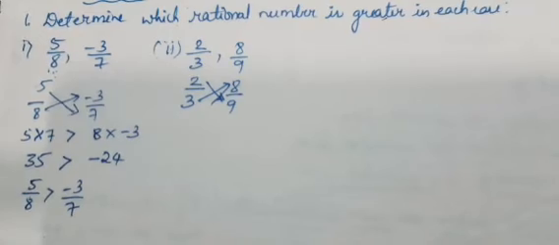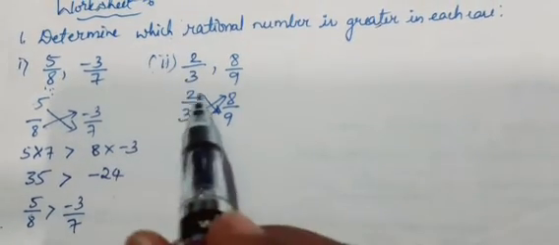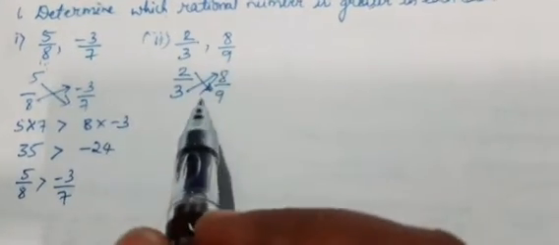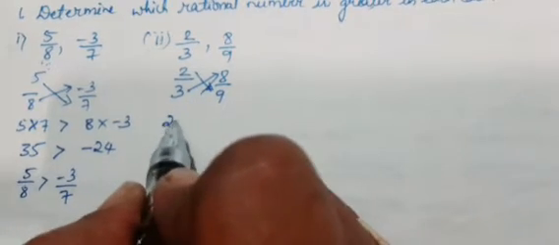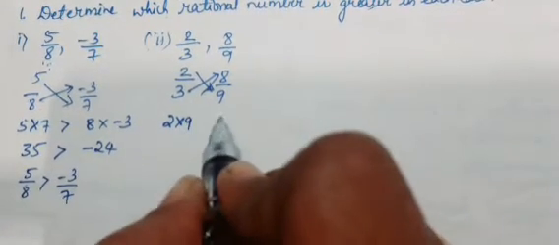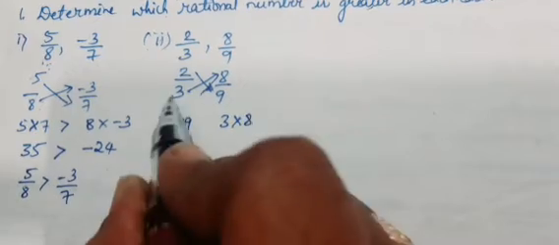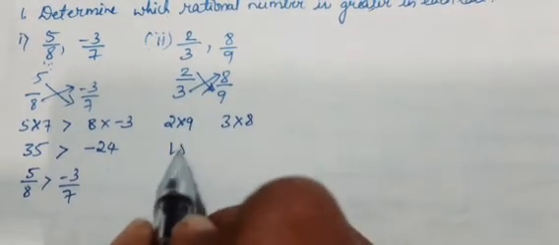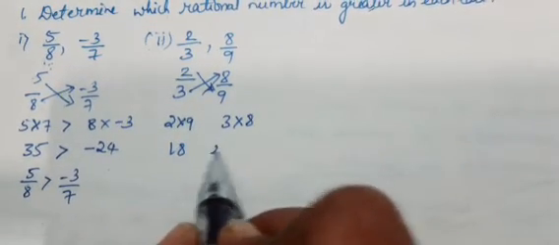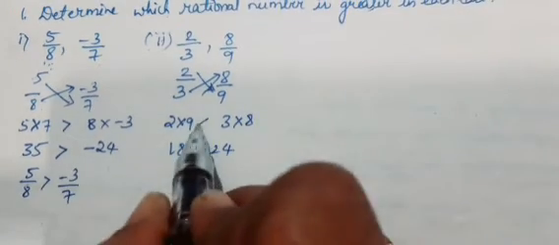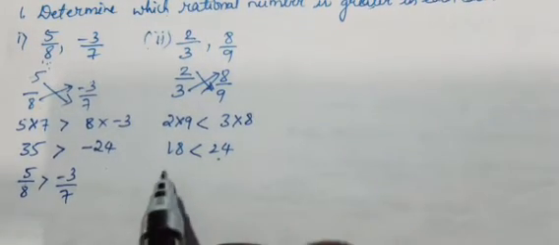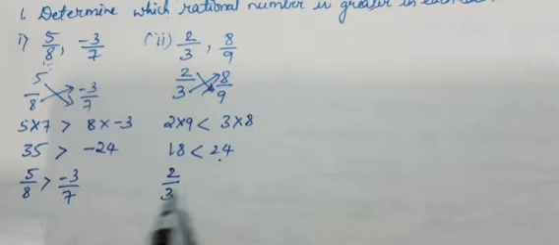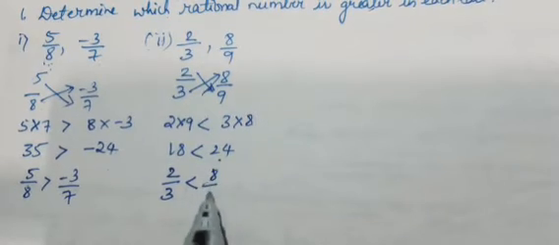Children, next is the pair 2 by 3 and 8 by 9. Here, when I cross multiply, I have to write 2 into 9 and 3 into 8. So, 2 9s are 18, 3 8s are 24. We can say that 24 is greater than 18. Therefore, 2 by 3 it must be less than 8 by 9.